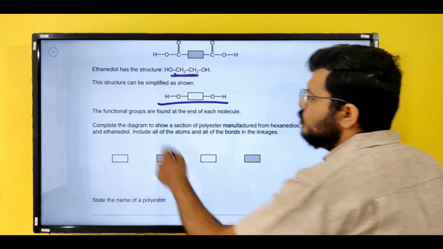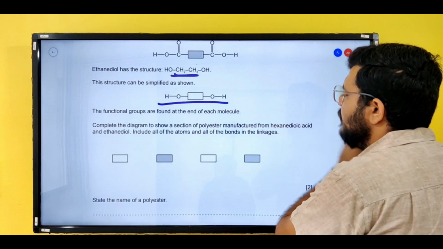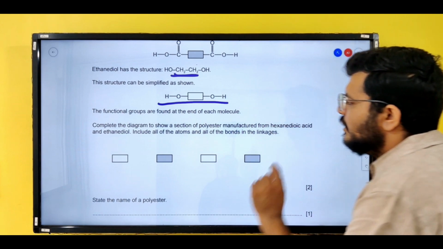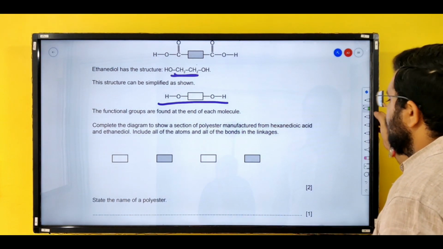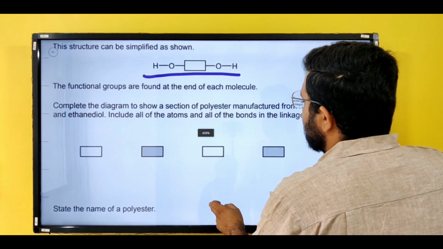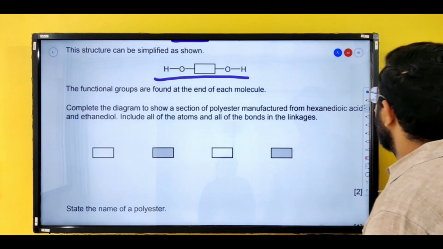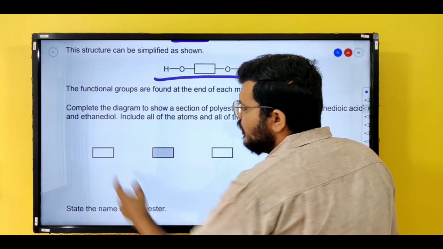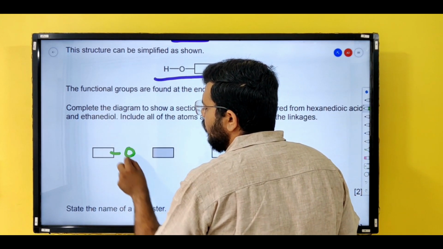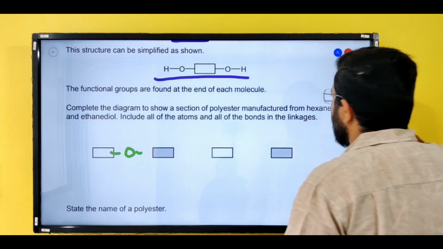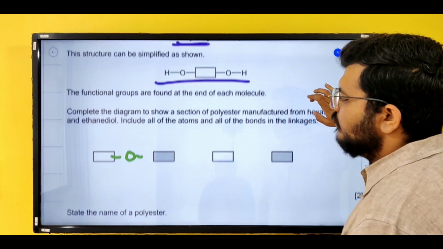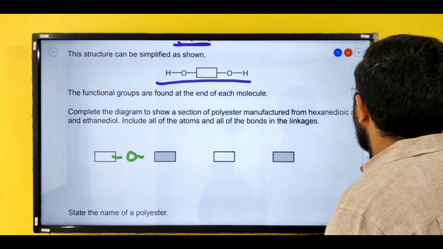Complete the diagram to show a section of polyester manufactured from hexane dioic acid and ethane diol. Include all of the atoms and all of the bonds in the linkages. So what we shall do is we have to show how the ester forms. Now we have to remember that this empty box, the box that is not darkened, has a bond O only. But this box, as we can see here, contains carbon, right? So we'll have to show carbon on the gray box, right?